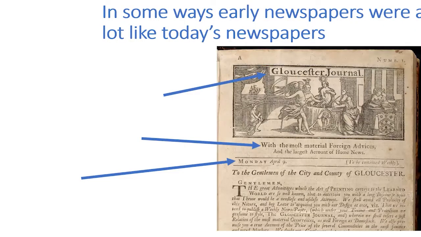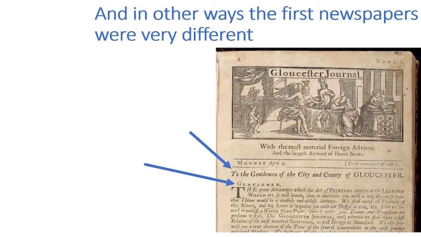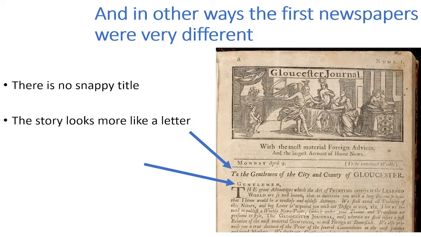Now, in some ways, early newspapers were a lot like today's newspapers. First of all, they had the name of the newspaper at the top. Secondly, they included foreign, national, and local news. And finally, they had today's date. But in other ways, newspapers were very different. For a start, there was no snappy title telling you about what the story was about.